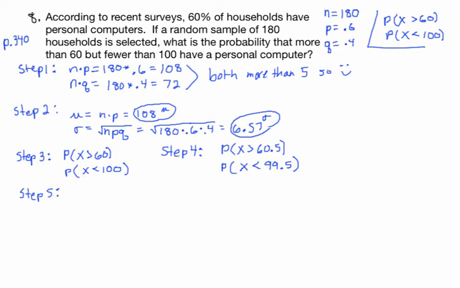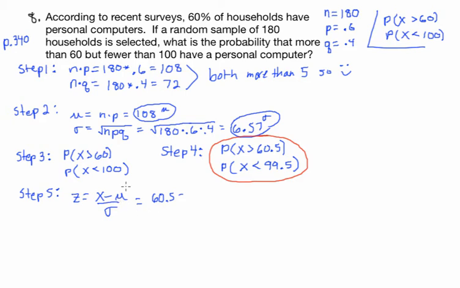Step 5. Using these numbers for my x values, I'm now going to find my z-scores. Sometimes there's only one z-score to find. I have 2 since I'm looking for greater than 60.5 and less than 99.5. So I use my z-score formula, and I'm going to do it twice. Once for the 60.5 as my x.